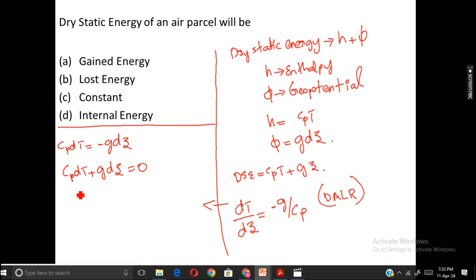If we integrate this, d of (Cp T plus g z) will be a constant. So the dry static energy of an air parcel will be this constant.